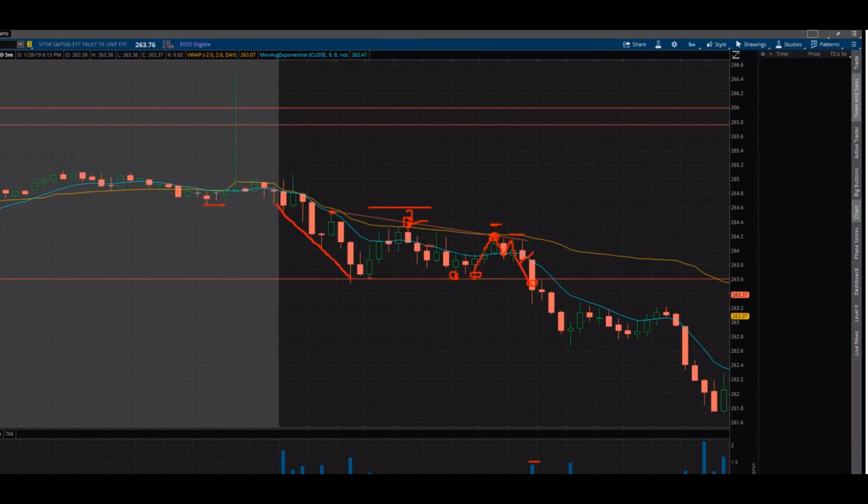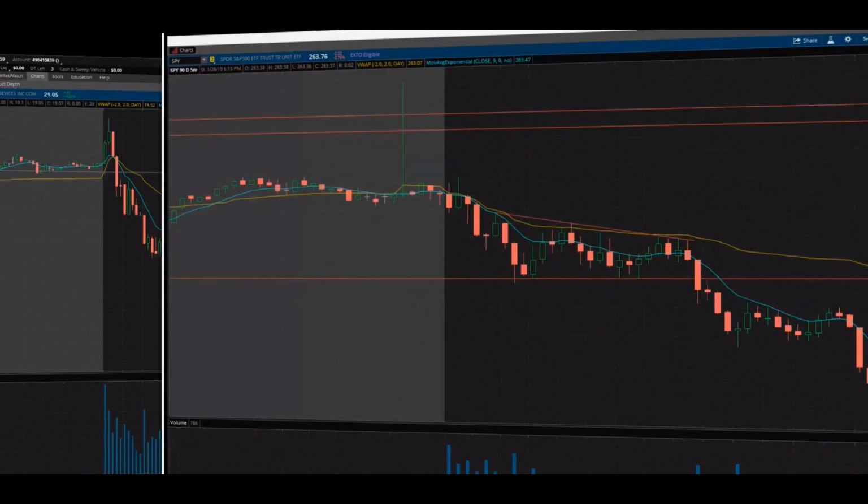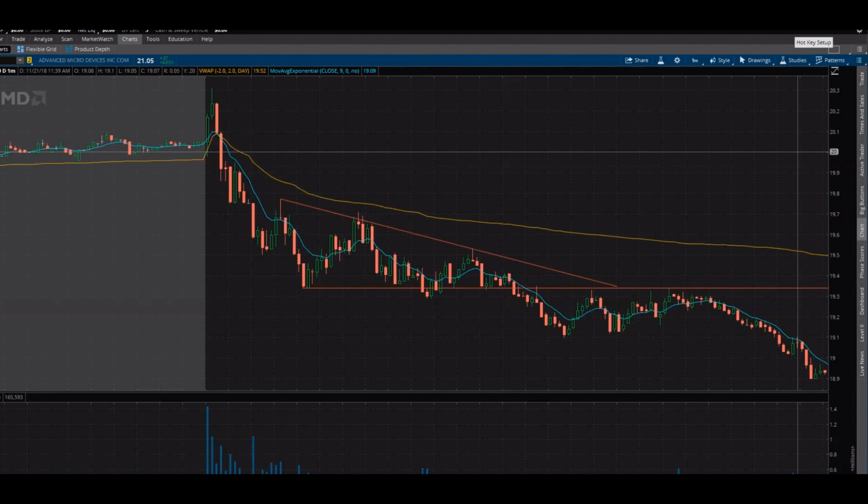All right, let's go to another slide here so that we can break down another stock. This is the SPY. Let's break down one of the stocks that we trade. All right, here's John's favorite, AMD, baby. That's your baby right there.